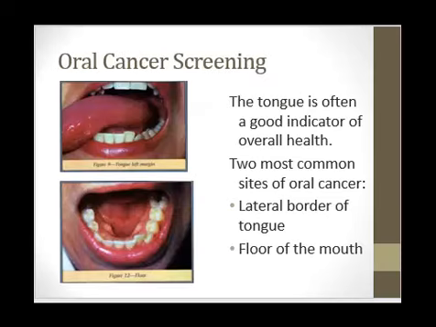So the tongue itself is often a good indicator of overall health. And we want to check the lateral border of the tongue and the floor of the mouth for any signs of oral cancer. Any red, white, non-painful lesions on the lateral borders of the tongue. These are very common sites for oral cancer. So that's why it's important to put your mirror in to check way down at the base of the tongue on the lateral borders.